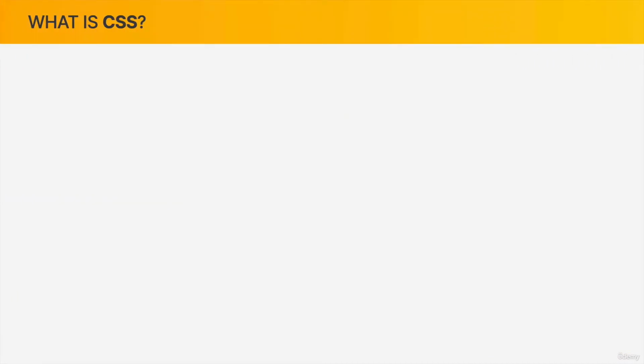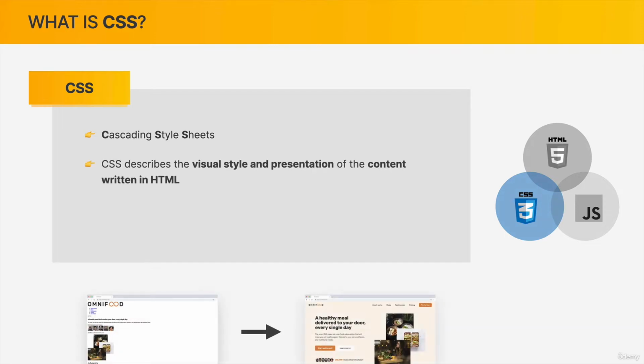So, first of all, CSS stands for Cascading Style Sheets. And just like HTML, CSS is also one of the core technologies of the web. Now, remember that we use HTML to basically describe the content of a page. On the other hand, we use CSS to describe the visual style and the presentation of the content that we previously wrote using HTML. So CSS and HTML work very closely together.